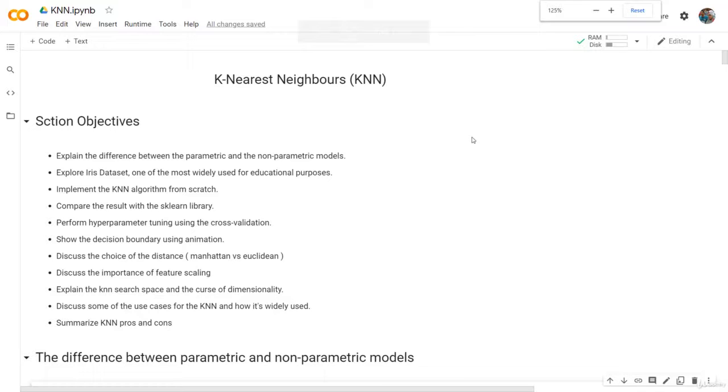And then we are going to show the decision boundary using animation. And this one is actually done by Stanford, it's not by me, but I will show it to you, so it's very cool to understand better how the KNN algorithm works.